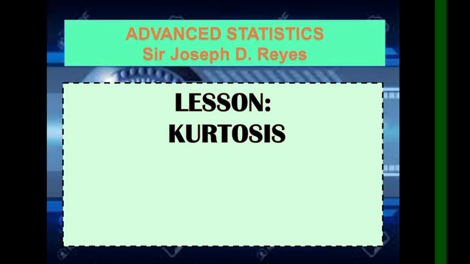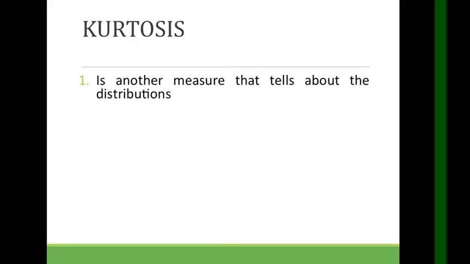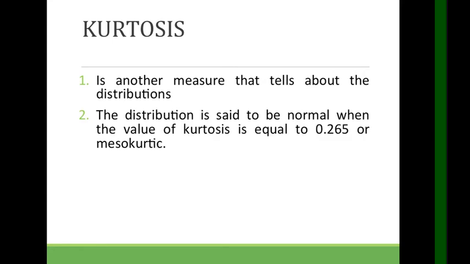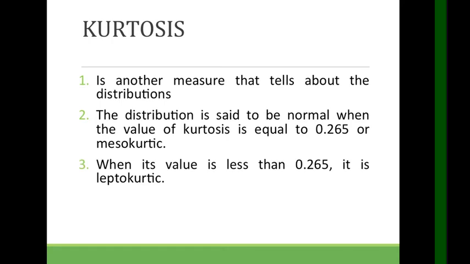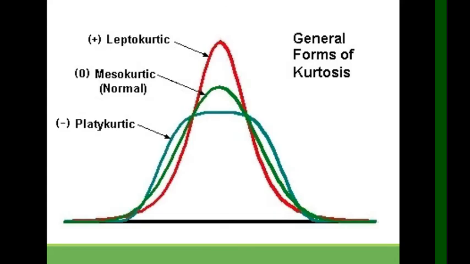And now let's proceed to our main topic for today, which is all about kurtosis. What is kurtosis? It's another measure that tells about the distribution. The distribution is said to be normal when the value of kurtosis is equal to 0.265 or mesokurtic. When its value is less than 0.265, it is leptokurtic, when the distribution is subnormal, and when it is greater than 0.265, it is platykurtic or abnormal distribution. So the general forms of kurtosis are leptokurtic, mesokurtic, and platykurtic.